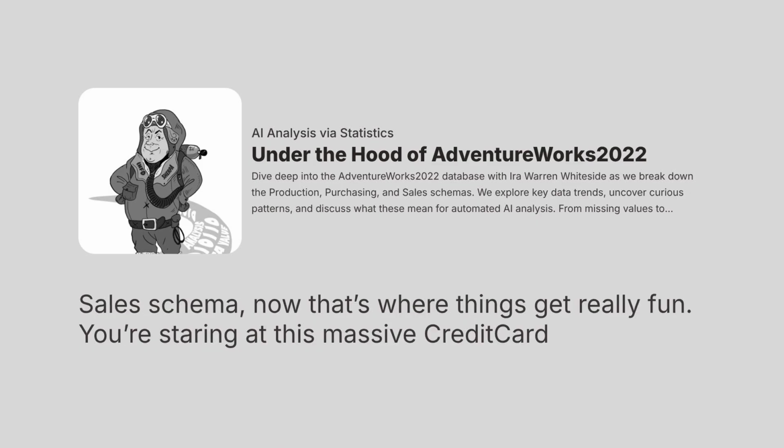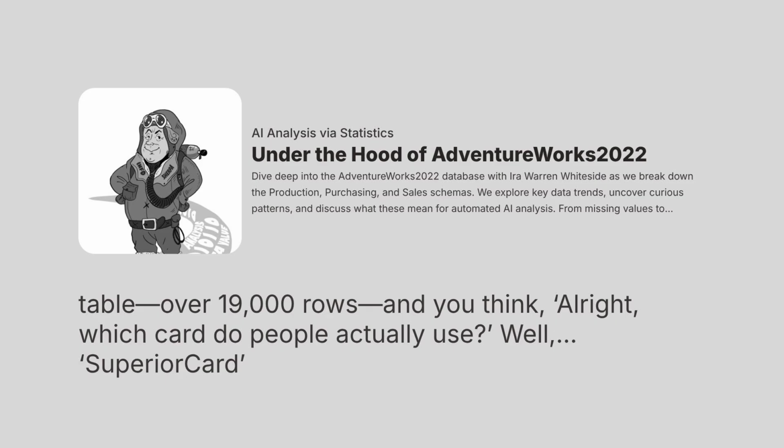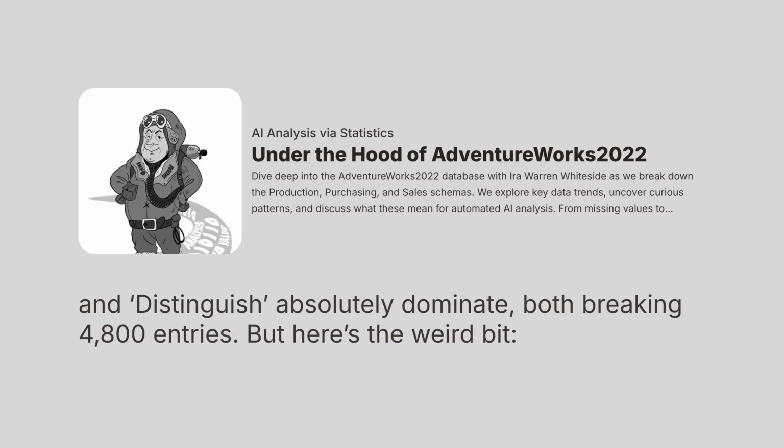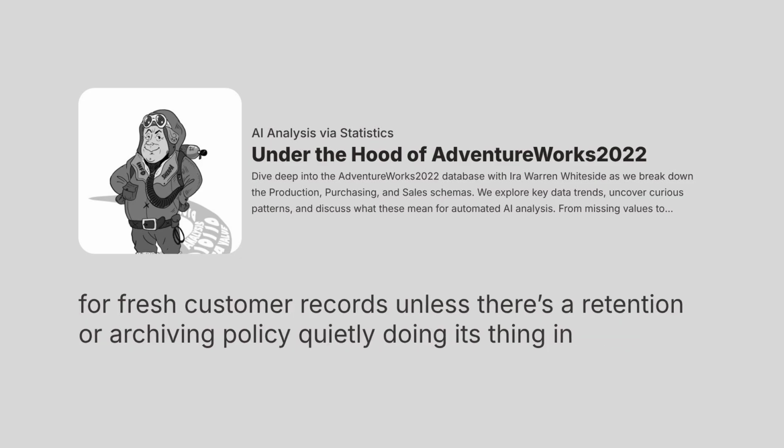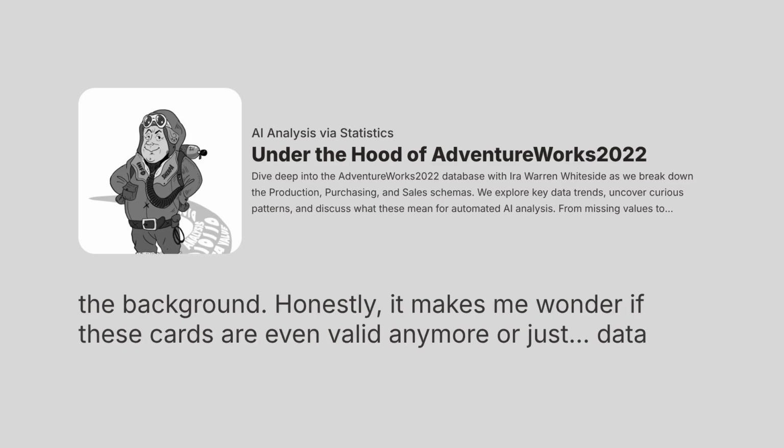Sales schema. Now that's where things get really fun. You're staring at this massive credit card table, over 19,000 rows, and you think, all right, which card do people actually use? Well, Superior Card and Distinguish absolutely dominate, both breaking 4,800 entries. But here's the weird bit. Expiration years are clustered around 2006 and 2007. Feels old, right? That's just not what you'd expect for fresh customer records unless there's a retention or archiving policy quietly doing its thing in the background. Honestly, it makes me wonder if these cards are even valid anymore or just data that should have been archived out years ago.